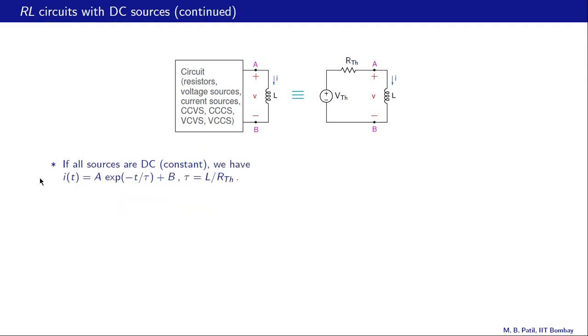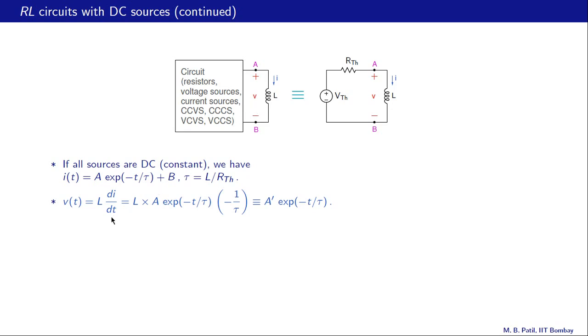Okay, to summarize the discussion from our last slide, if we have a linear circuit with DC sources, then we can write this inductor current as A e raised to minus t by tau plus B, where A and B are constants, and tau, the time constant, is given by L divided by RTH. What about the voltage across the inductor? Once we know the current, we can obtain the voltage as L di/dt.